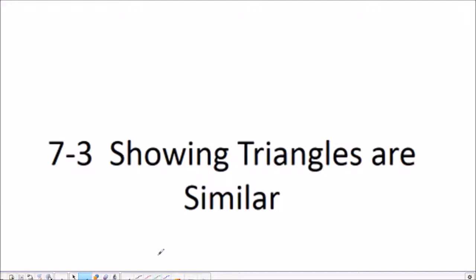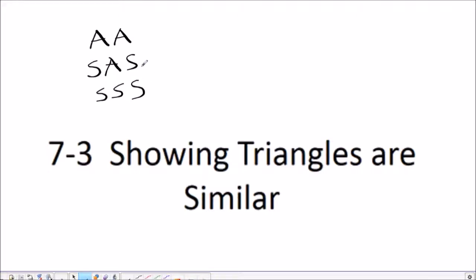Today, to add to your notes right as we get started, I want to give you a little bit of a roadmap for where we're headed. We're going to learn 3 things today: AA, SAS, and SSS. We're going to learn how they're applied and what the expectations are in my class for what you need to do if you want to demonstrate understanding, okay?